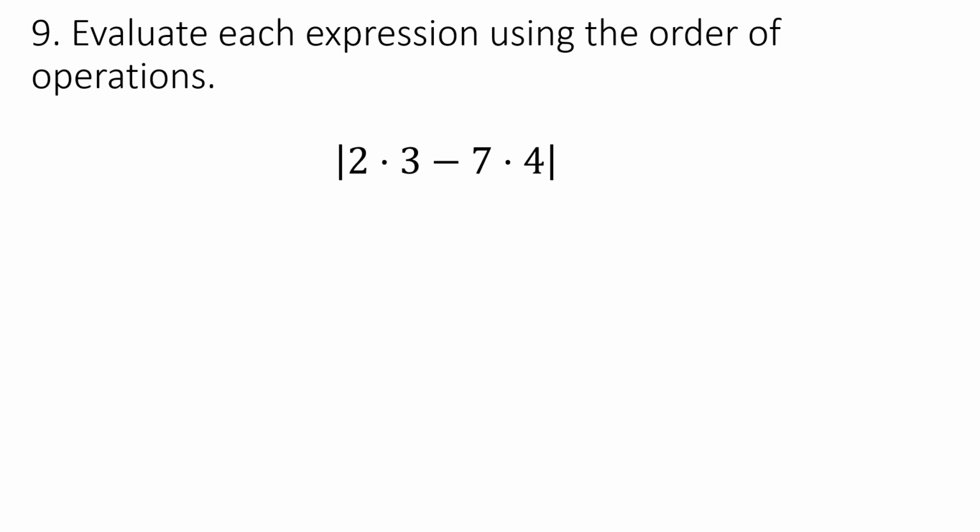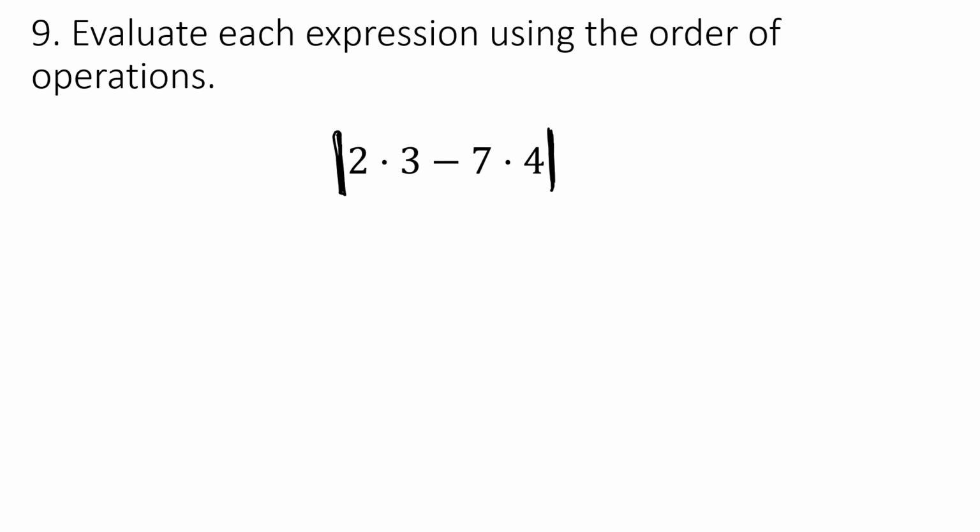I wanted to go over a couple of the order of operations problems. So it says evaluate each expression using the order of operations. Okay, so we have the absolute value of 2 times 3 minus 7 times 4. I'm going to really exaggerate these absolute value bars so you can tell that those are absolute values and not ones. If you write them too small, they can look like ones, and then it might look like 12 times 3 minus 7 times 4. So make sure you really exaggerate those absolute values so you can tell what is what.